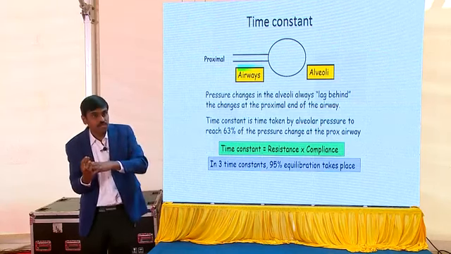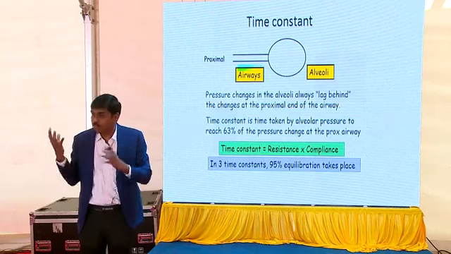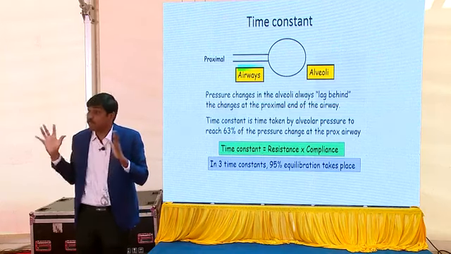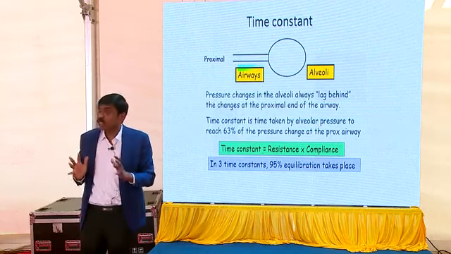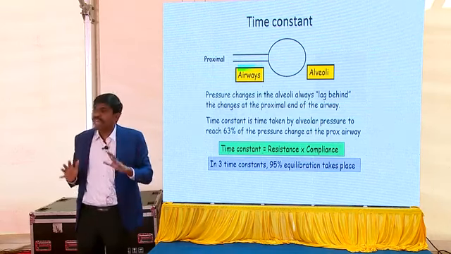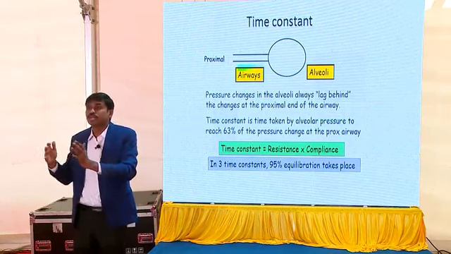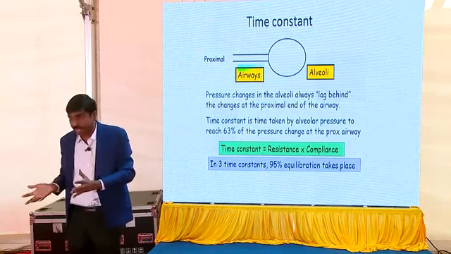Even if a little air comes in, what happens? It gets filled up already, then your pressure starts building up. So what happens if it is a stiff lung? Your time constant is going to be less, and this time constant decides how much you're going to set your TI, or the inspiratory time.